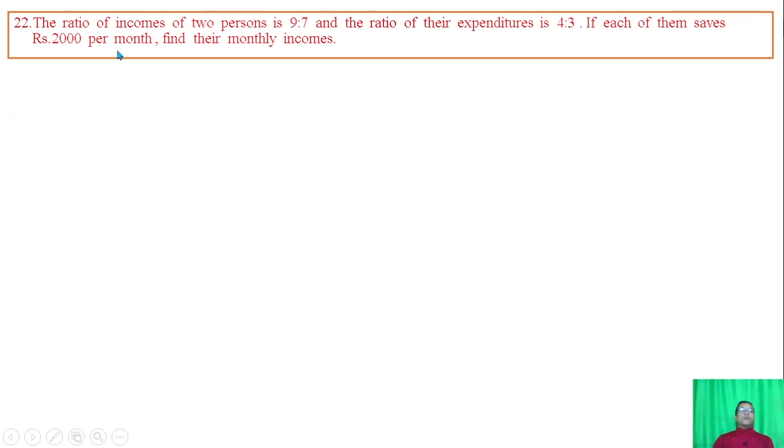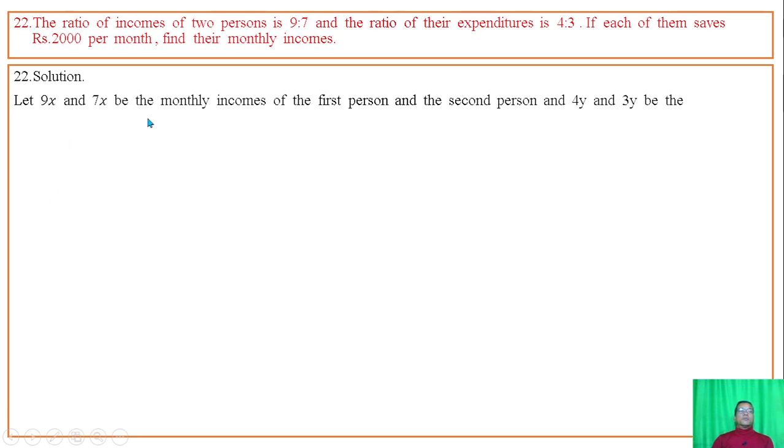22. The ratio of incomes of two persons is 9:7 and the ratio of their expenditures is 4:3. If each of them saves rupees 200 per month, find their monthly incomes.